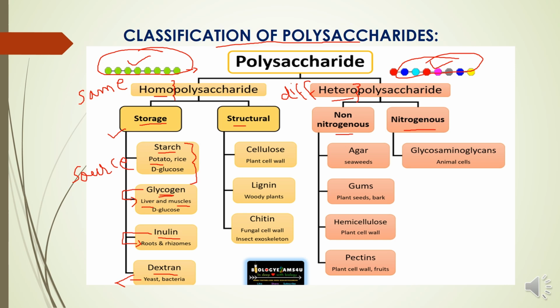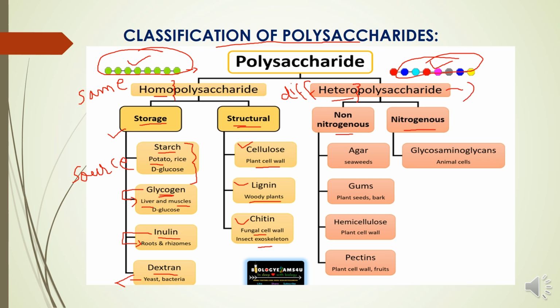If we talk about structural homopolysaccharides: cellulose, lignin, and chitin. Cellulose is the structural component of the plant cell wall. Lignin is the structural component of woody plants. Chitin is the structural component of the fungal cell wall and insect exoskeleton. Got it, students? Now we move to heteropolysaccharides.